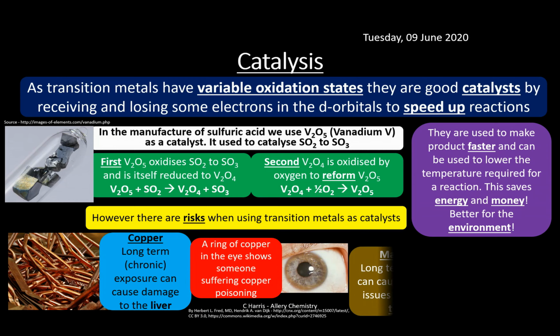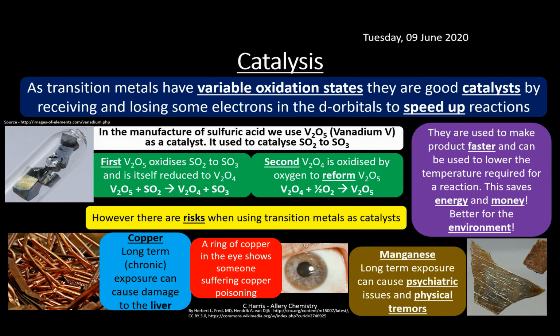Another example of a catalyst is manganese. Long-term exposure to manganese catalysts can cause psychiatric issues, and you can get tremors as well. So not exactly the type of stuff you want to be exposed to for a long period of time. So you have to have suitable PPE when you're handling some of these transition metal catalysts.